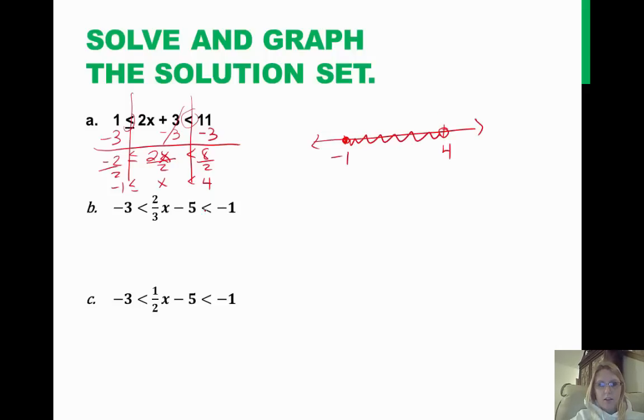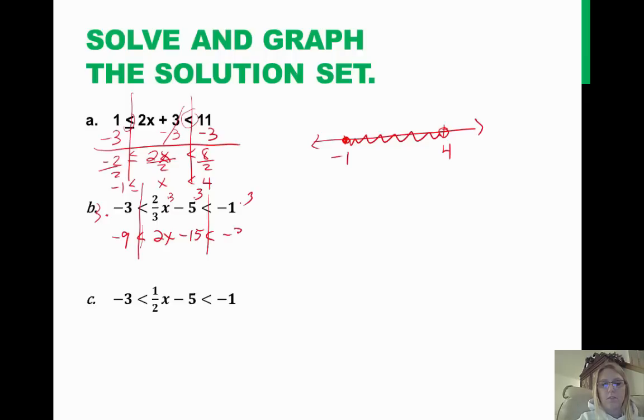So let's look at this one. We have 2/3 x minus 5. That's greater than negative 3, but less than negative 1. I'm going to multiply everything by 3 to get rid of this denominator. So times 3, times 3, times 3. So if I do that, I have a negative 9 here, and I have 2x minus 15 is less than negative 3. Now, to get x by itself, I'm going to add 15 to all 3 portions of this inequality.